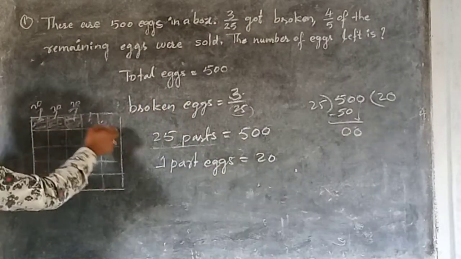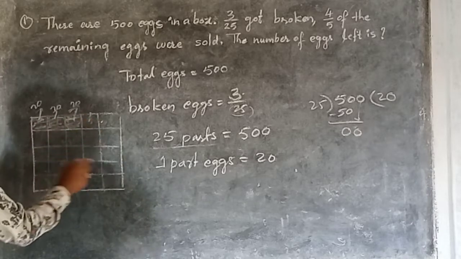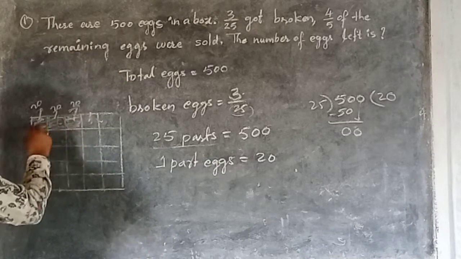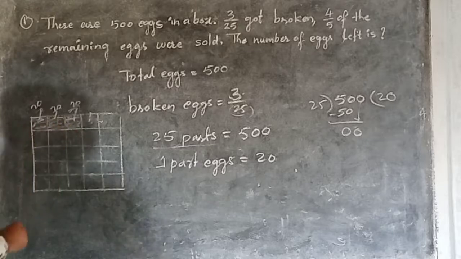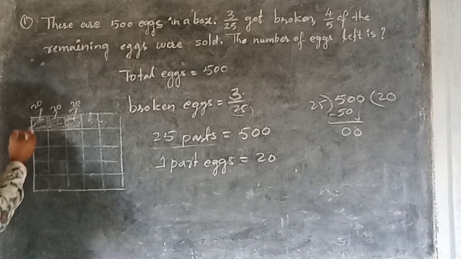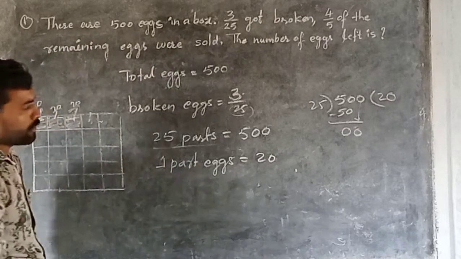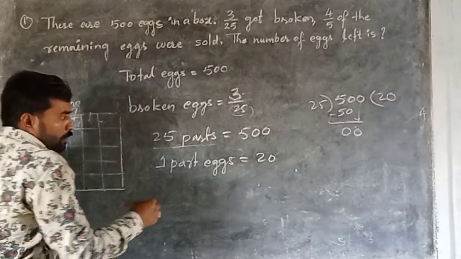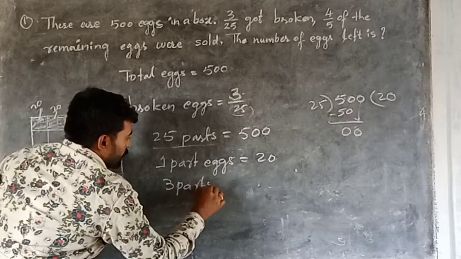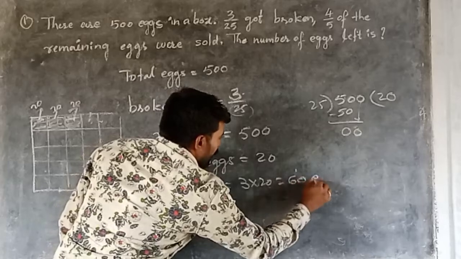See, total parts are 25. I have drawn 25 parts, yes or no? In these total 25 parts, how many parts were broken? 3. 3 parts means how many x? One part has 20. That means one part is equal to 20. Then 3 parts are equal to 3 into 20, which is equal to 60 x.